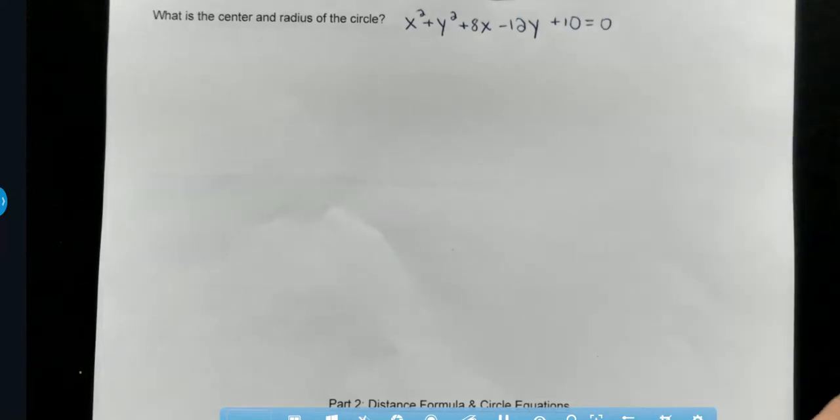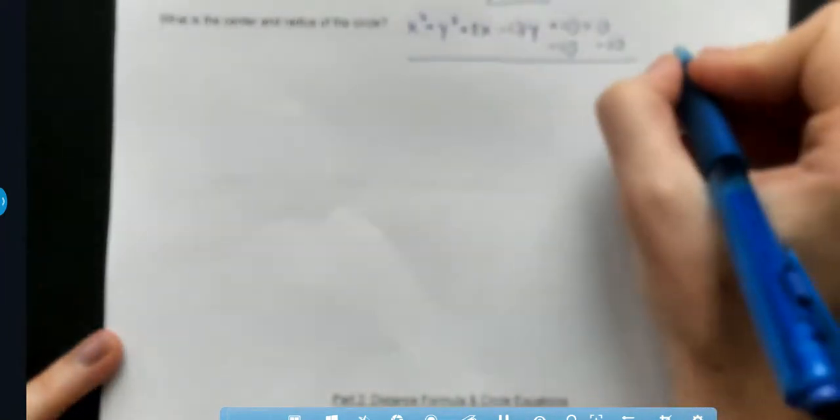Remember, with completing the square, our first step is always going to be to move the constant to the other side. So I'm going to move this 10 by subtracting it. So my new equation, I'm writing it over here so I have more room: x squared plus y squared plus 8x minus 12y is equal to a negative 10.